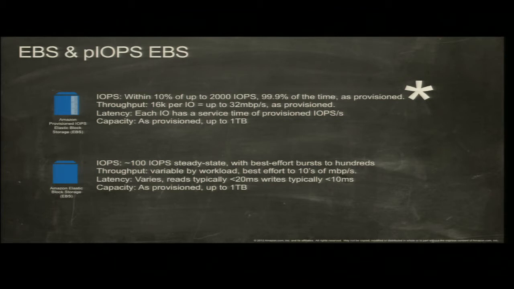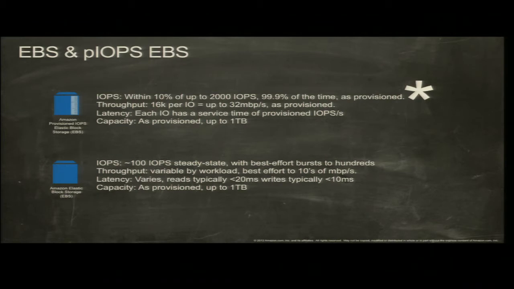So if you provision a 1,000 IOPS EBS volume, each one of those individual IOs is supposed to take a millisecond. That's the way that it was designed, and it's the way that we control the performance of each of the volume subsystems. Provisioned IOPS, like standard EBS, allow up to 1 terabyte of storage per volume. Of course, those can be aggregated with multiple volumes.